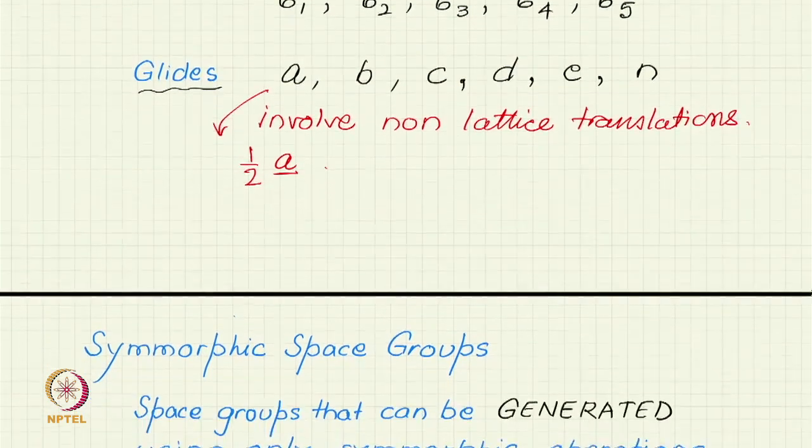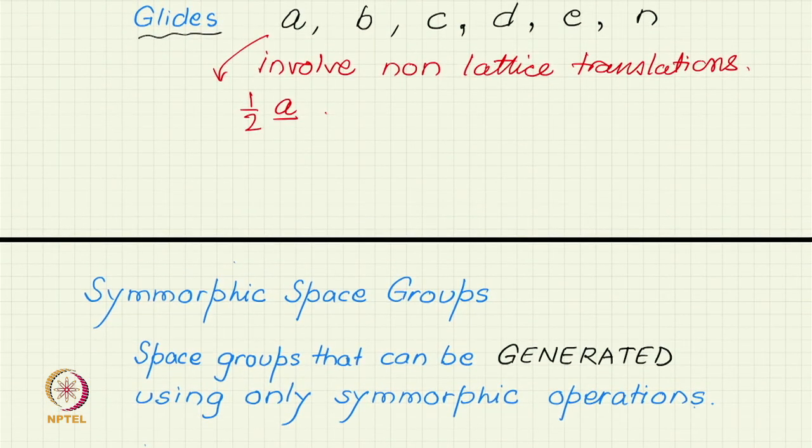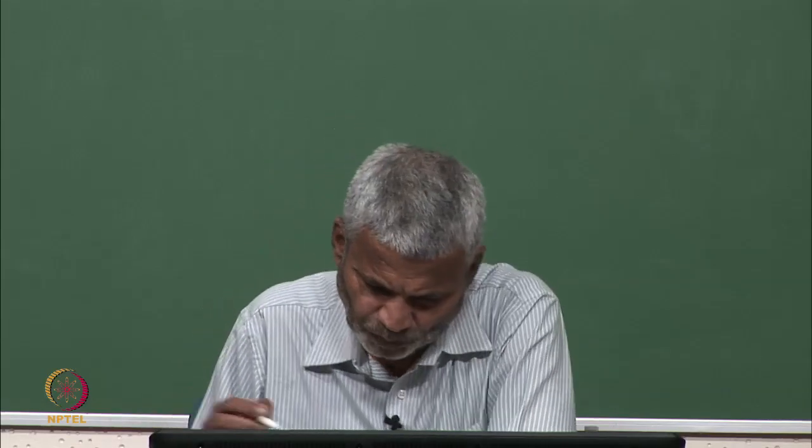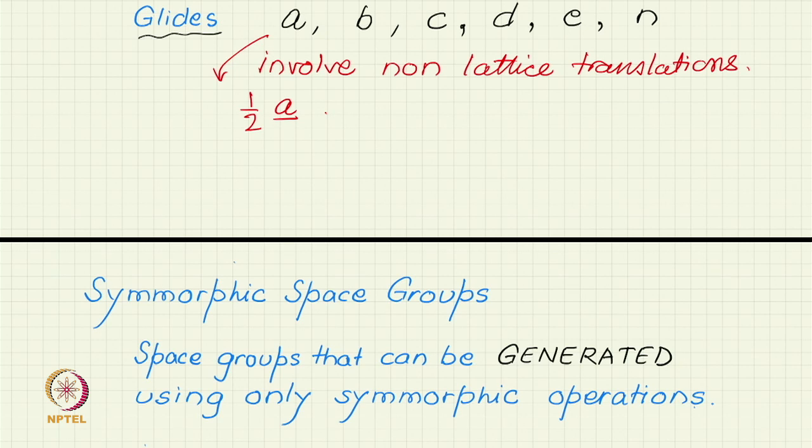So, when we define a symmorphic space group, we define it as a space group that can be generated using only symmorphic operations. So, that is very important. I have already written generated in capitals and in a different color. I am further highlighting it by putting it in a box. That is, this word is important. Space groups that can be generated using only symmorphic operations. That is, they can be generated only using rotations, roto-inversions or lattice translations. They will not involve screw or glide as their generator.